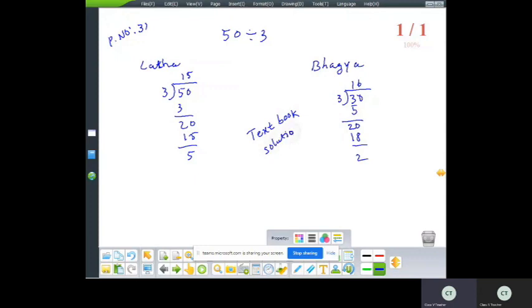This is the textbook solution. Lata: 3 ones are 3, 5 minus 3 is 2. Next, drop the 0 down beside 2, that is 20. 3 fives are 15. The remainder is 5. Now Bhagya: 3 ones are 3.